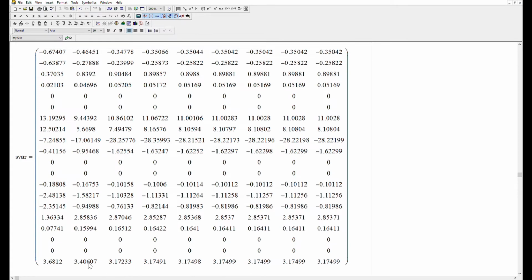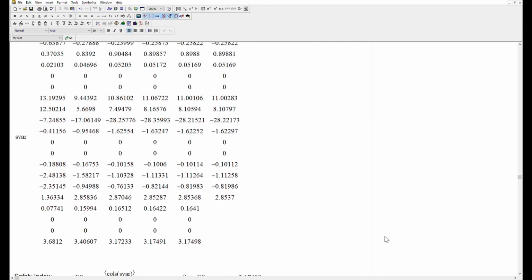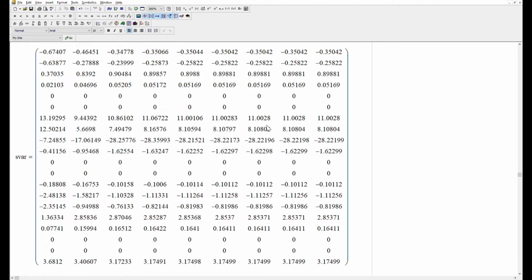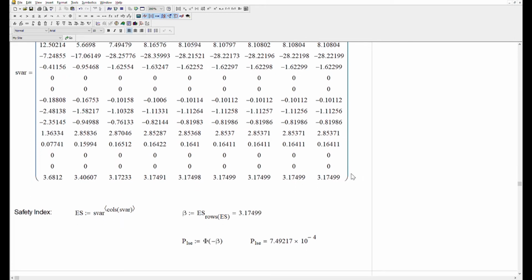Well, the first estimate of beta was 3.68, and then we can see that it's iterating its way to 3.175. So here the first values we have are the alphas, then we have the A values, then we have the lambda, and then we have the design point for the U values that is calculated. Based on the beta value, we can of course calculate the probability of limit state exceedance, and we are getting values similar to those we have found in the Monte Carlo simulation.